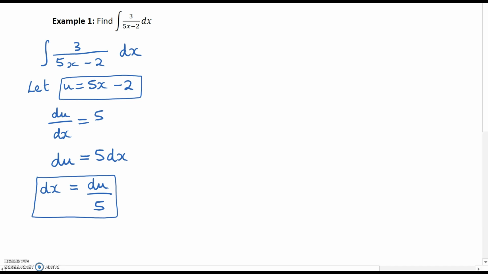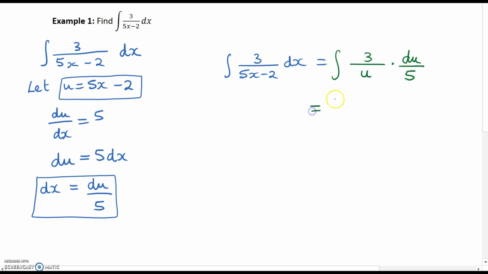Okay, so once we've got that figured out, we're going to make a u substitution. So the integral of 3 over 5x minus 2 dx, and this is where we'll make the substitution. We're going to have a 3, and the 5x minus 2, that was u, so we'll replace that with u. The dx is du over 5. Okay, and now we have a constant. We have 3 on the top, 5 on the bottom, so bring those both outside, so that's 3 over 5 times the integral of du over u.